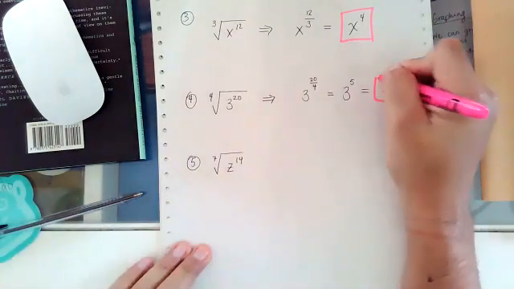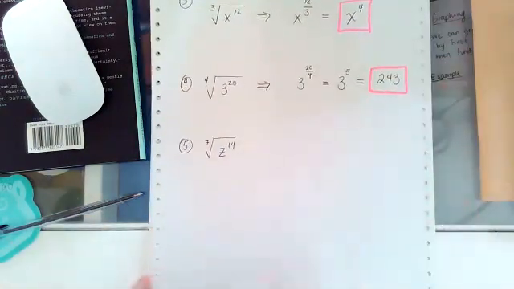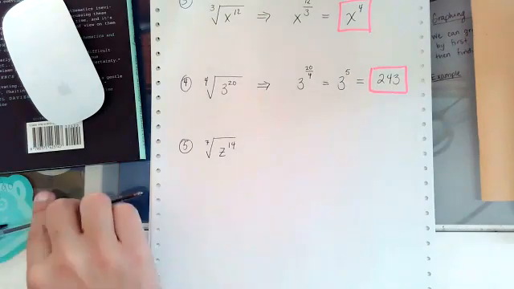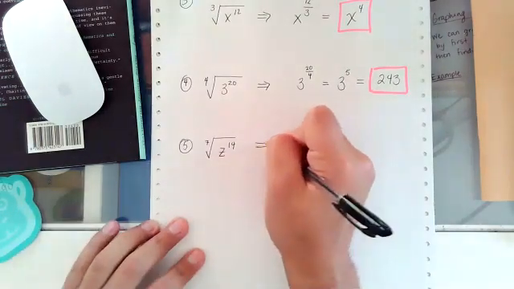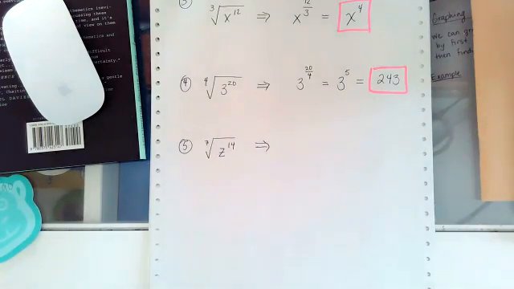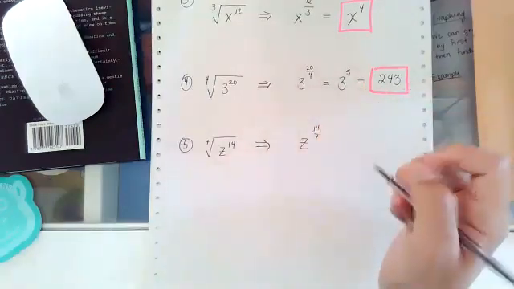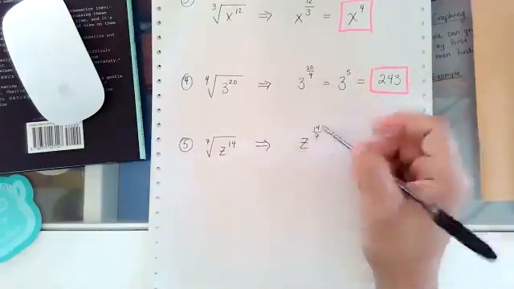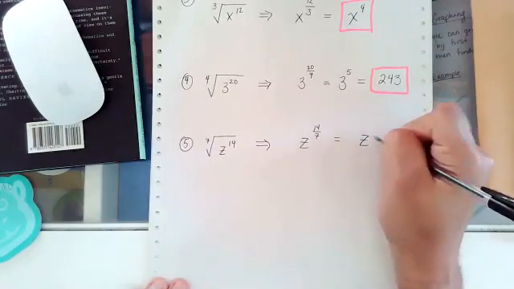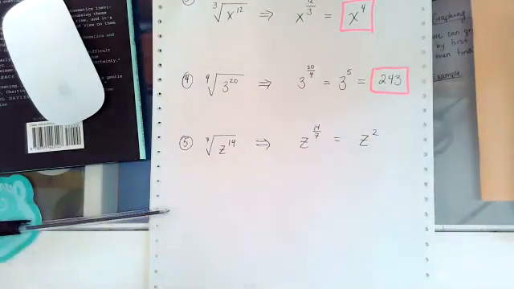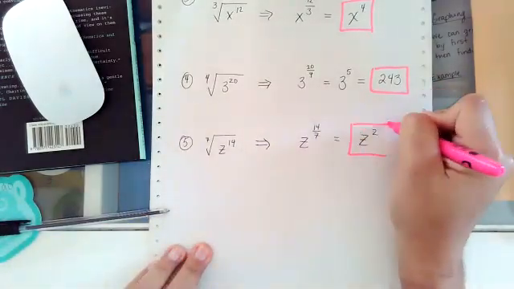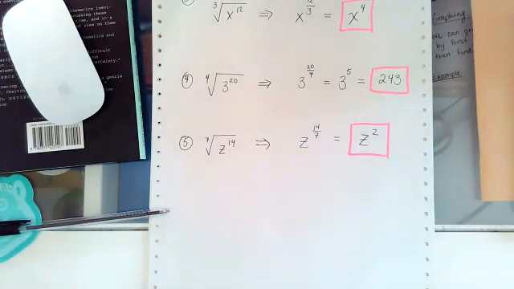Are you guys okay with that? Any questions? Okay. What about this last one? Would it be z to the 14 over 7? Yeah. 14 divided by 7 is just 2, so we have z squared, and that would be the simplified form. Not too bad, right?